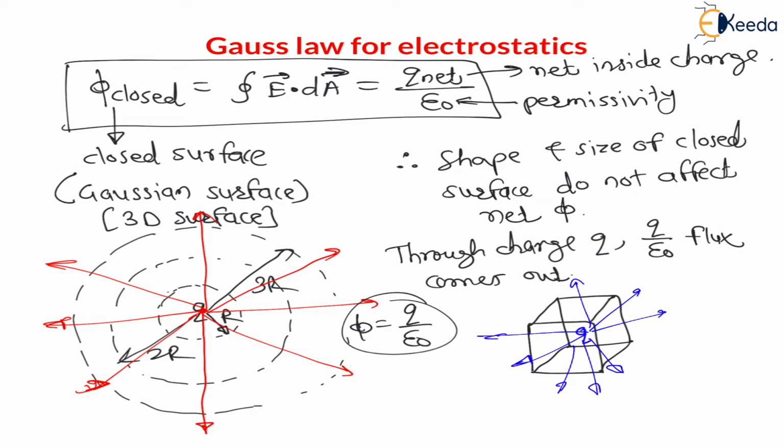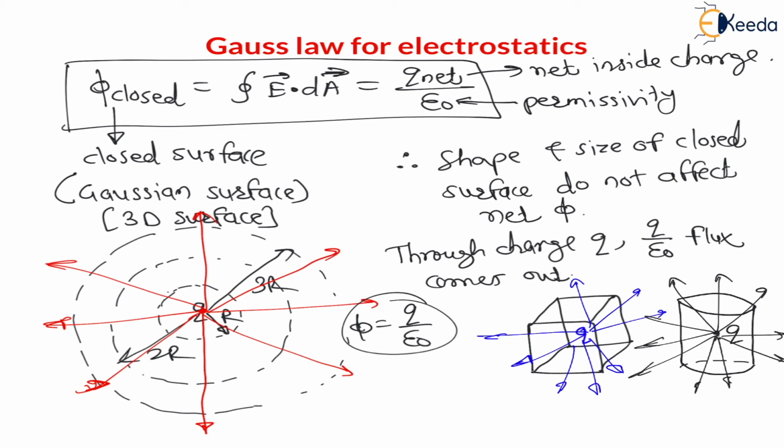Let us say I may have a cylindrical surface also like this, right? Let us say this is a cylindrical surface and charge q is kept at the center of the cylinder. Now through this cylindrical surface also, in all possible directions, the flux will come out, right? Again, you can have a conical surface also.